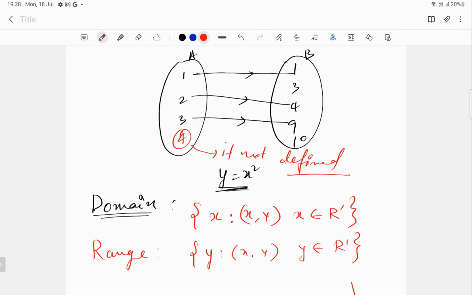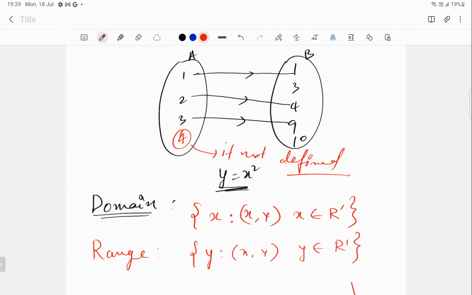Why? Because these are not images of 1, 2, and 3 in the domain. See, range is always the image of the domain. You can write in short, put a star mark and write: range is the image of the domain. Right? Understood? Any other point that we are missing?